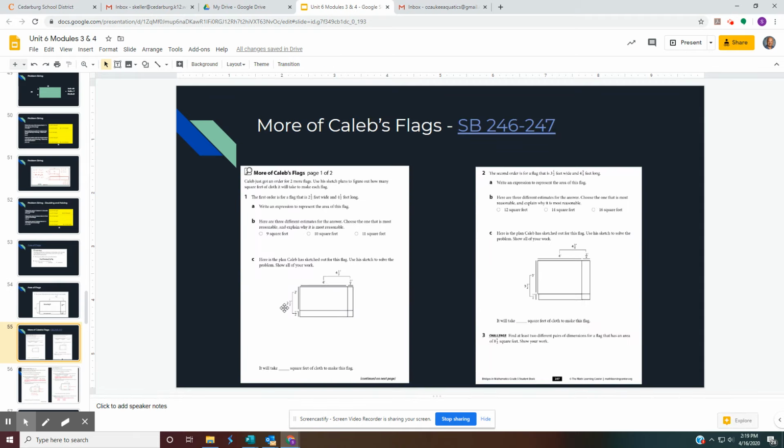Let's look at page 246 and 247. You're doing the same thing. You're dealing with different flags with different measurements. Go ahead and answer 1A, B, C, 2A, B, and C, and then attempt the challenge problem, please. I know a lot of my students choose not to do it and just cross it off, but please do the challenge problem and see what you can do. Okay, pause the video and start us back up when you are all done.